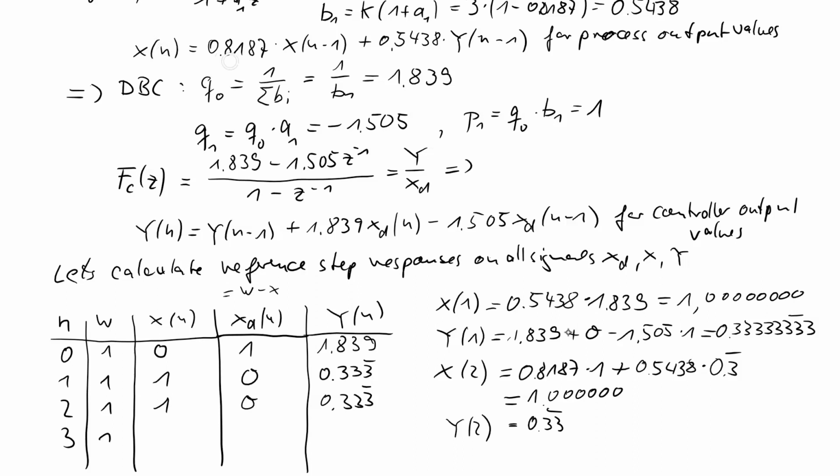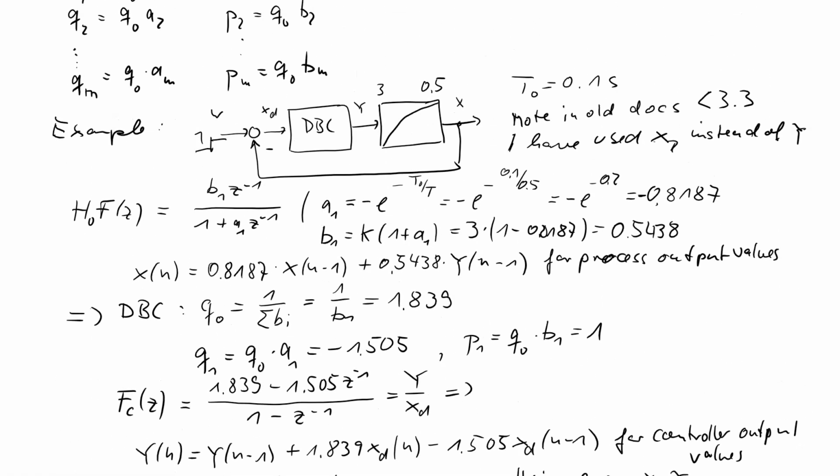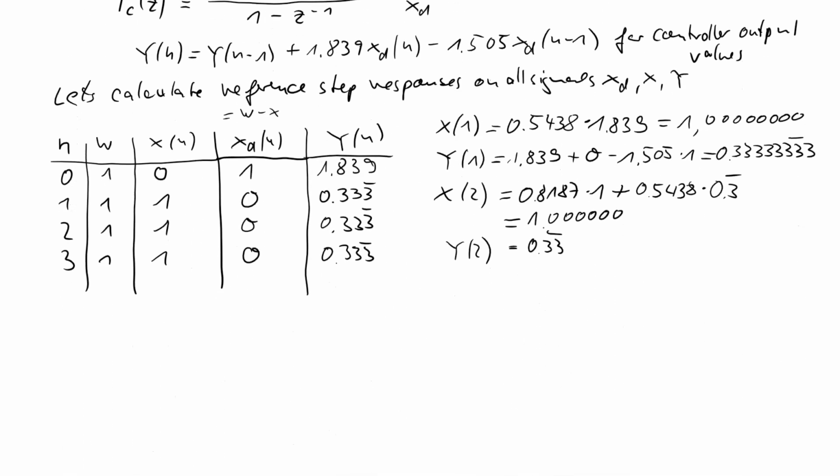x3 is 0.8187 x2 plus this times 0.33, it's the same equation like this, so there is always a 1 at the output, so this stays at 1, this stays at 0, and then this stays at 1/3. If we look here, what happens is we get a DC signal after the input step of 1/3 times 3 gives a 1 here. So this is exactly that value that the PT1 needs with a K of 3 to stay at 1. So the deadbeat controller does the following step.